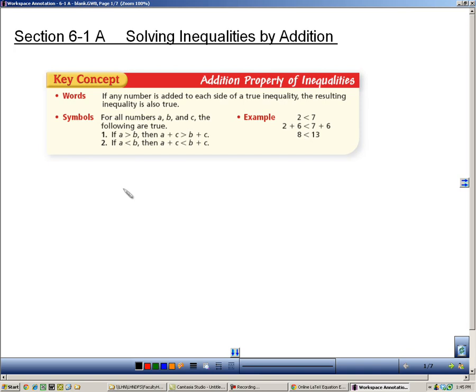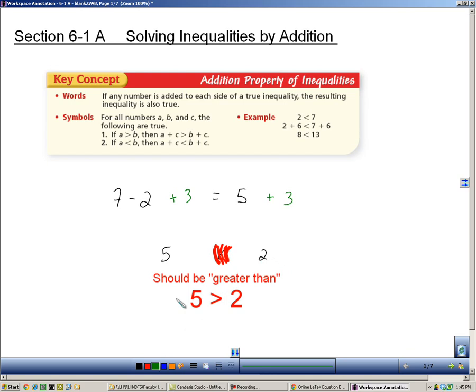It's kind of like the scales idea back when we did something like this. 7 minus 2 equals 5, and we know that that's equal. Well, if we add 3 to both sides of the equation, we keep the scales balanced. You can do something on one side of an equation as long as you do the same thing on the other. The addition property of inequality says the same thing, except now you're using an inequality symbol. Like 5 is less than 2, that's a true statement. So if I add 3 to both sides, it's still going to be a true statement.